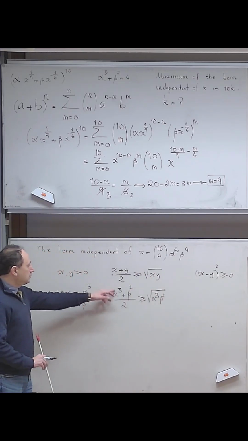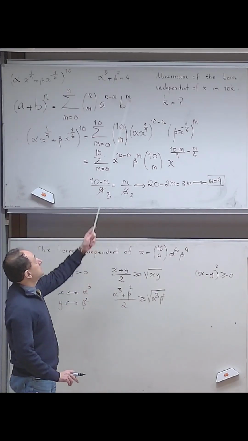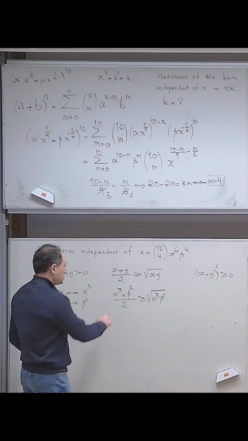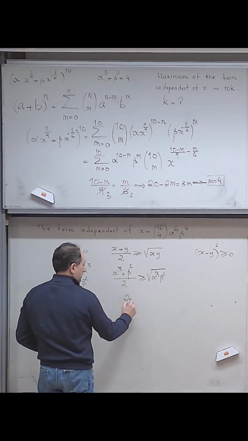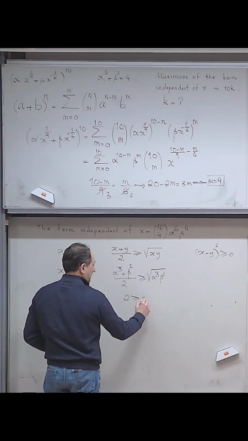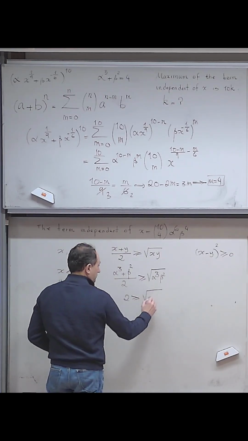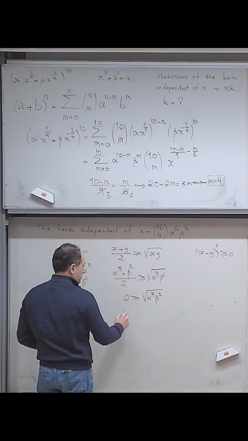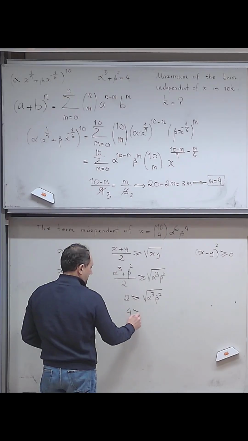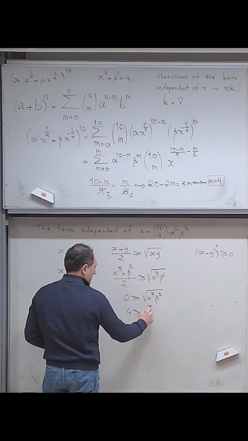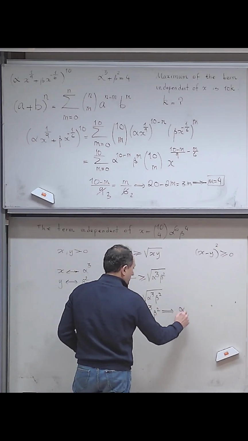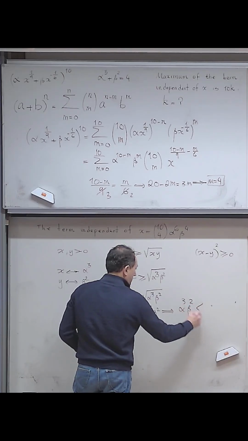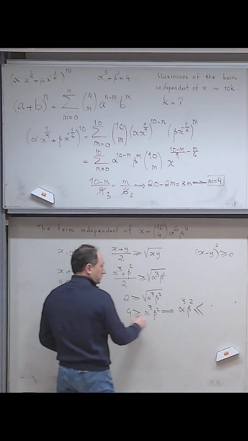But alpha cubed plus beta squared is given to me to be 4. So this becomes 4 over 2, which is 2, greater than or equal to the square root of alpha cubed beta squared. I raise it to power 2, so this becomes 4 is greater than or equal to alpha cubed beta squared. So this means that alpha cubed beta squared is maximally 4.